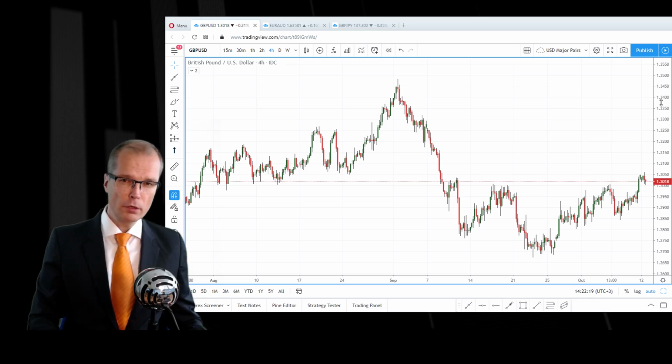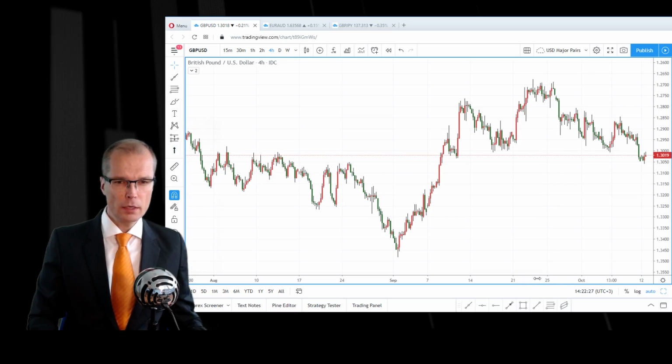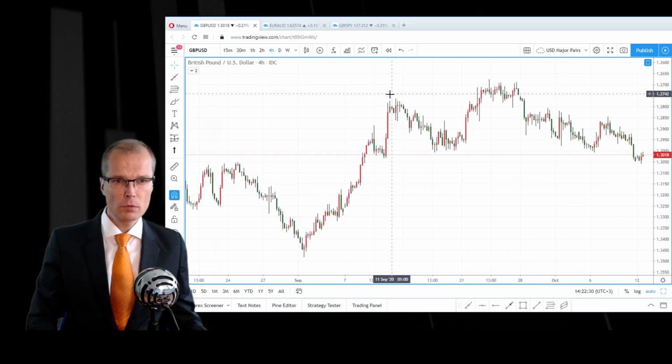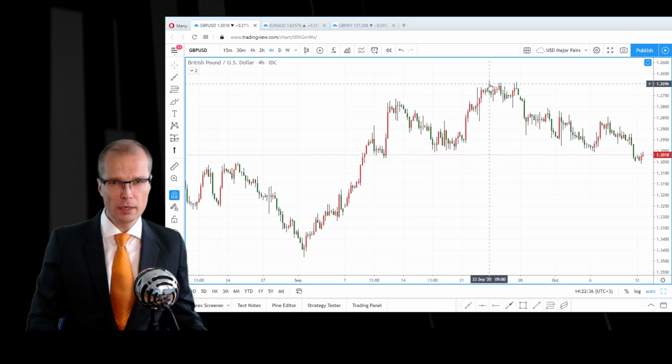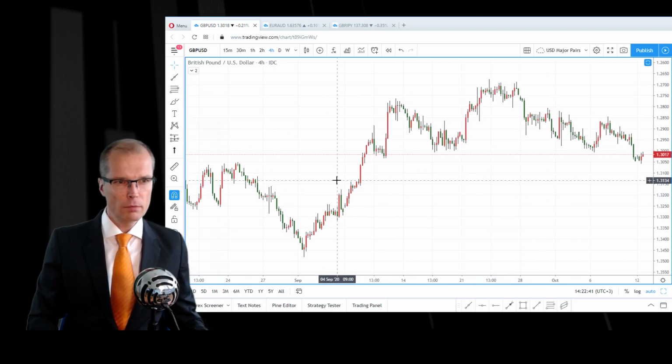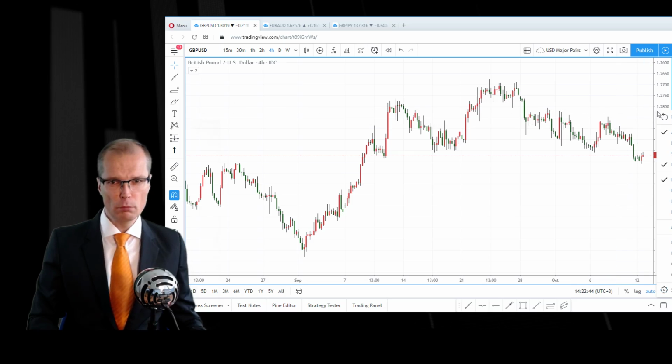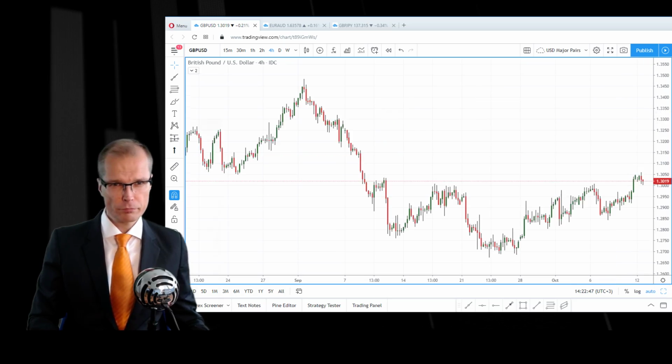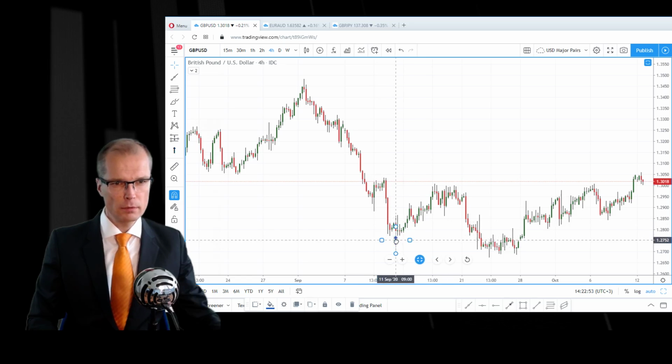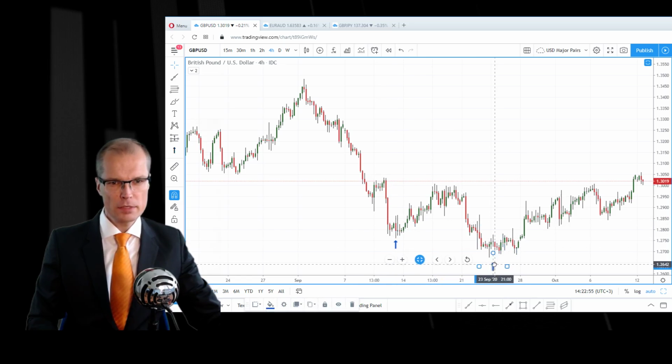I'm going to invert the pound USD chart here, by going to invert scale. And here you can see that we have the formation: here's the first shoulder, here's the head, and here's the second shoulder. And if we take this back to the normal pound USD, the first shoulder is here, here's the head, and here's the second shoulder.